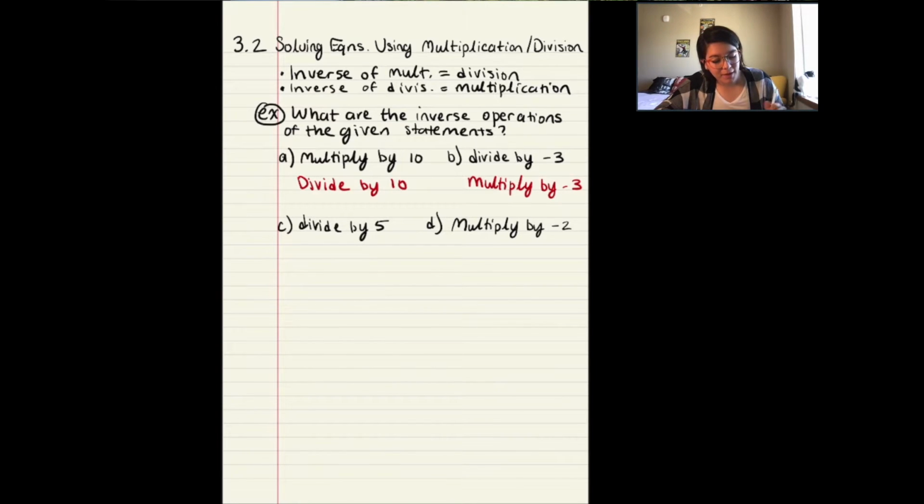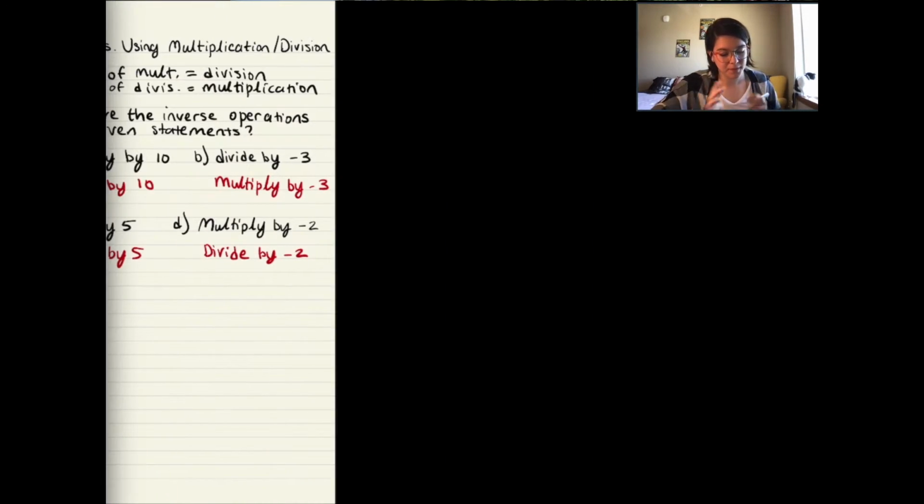For C, we have divide by 5. Again, our inverse operation is multiply, so we will multiply by 5. And for D, we have multiply by negative 2. The inverse operation is going to be divide, so divide by negative 2. All right, let's look at some more examples.